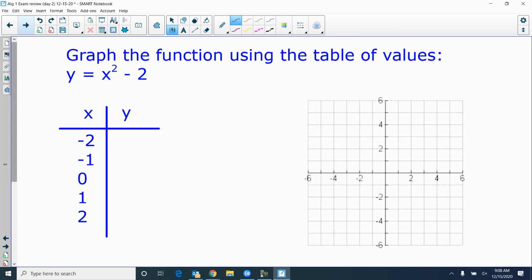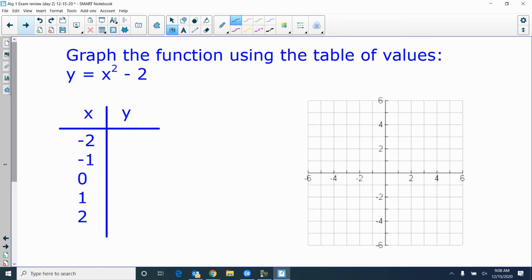Okay, graph this function using a table of values. Now I'm going to give you the table: -2, -1, 0, 1, and 2. All right, again, this has x squared. This is where things can get messed up if you're not careful.